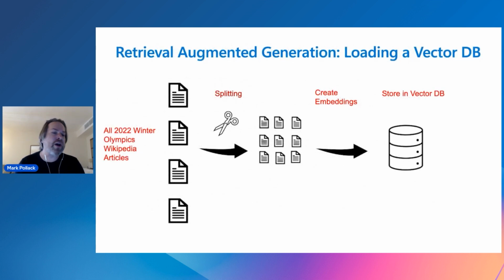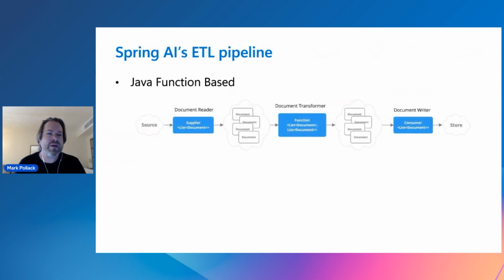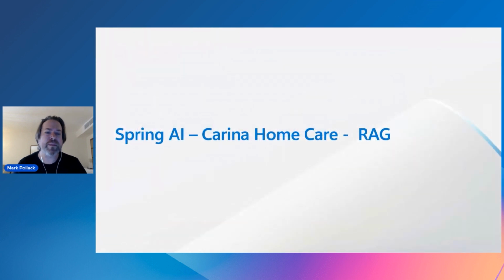So if we had all the articles from Wikipedia for the 2022 Winter Olympics, we would chop them up into small little pieces. A lot of heuristics here, a lot of knobs to turn. That's kind of the challenge. You create these embeddings and you store them in the vector database. We have an ETL pipeline that is specifically built for this purpose based off Java functions. Lots of implementations of the reader, transformer, and writer. Won't go into those details, but the support is there for you to do that.